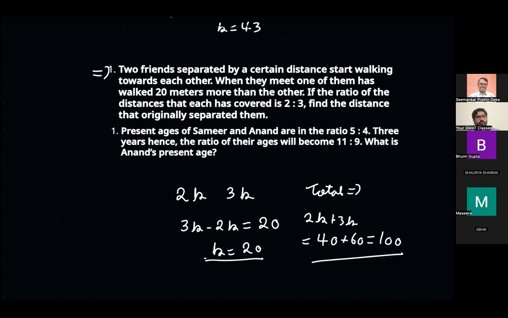Okay, this is 3b minus 2b is equal to 20, right? How did you get about 20 meters more? Okay. So that side becomes 100. Okay, awesome, got it. This is question number one.